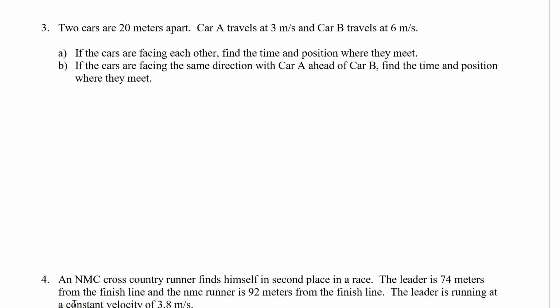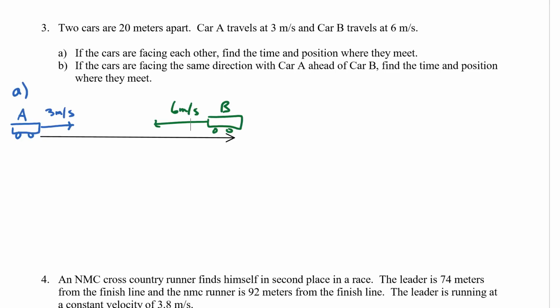Welcome to the constant velocity challenge, question number 3. Here we have two cars that are 20 meters apart. Car A is at 3 meters per second and car B is at 6 meters per second. Let me just draw something here.